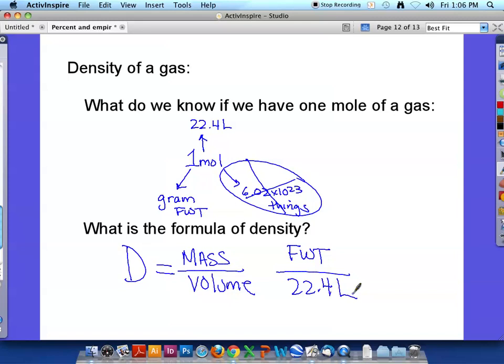You take the formula weight, let's do nitrogen. Nitrogen's a diatomic, so it's 28 divided by, come back to me, 22.4, and you get the density of nitrogen. You can also check the density of the gas on your periodic table. It's given to you on the periodic table. This one is 1.25 grams per liter.